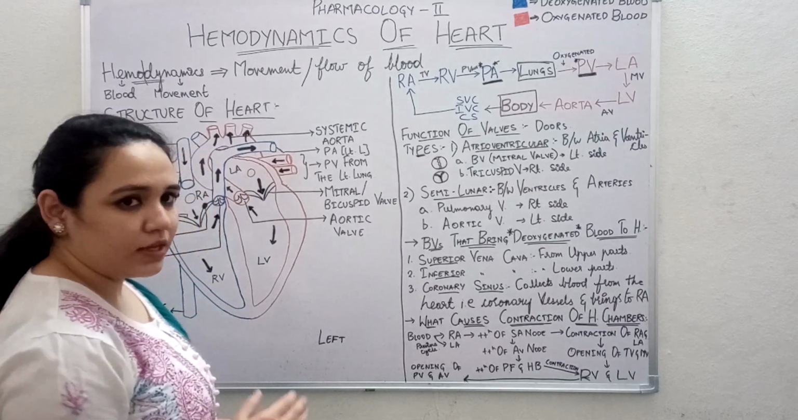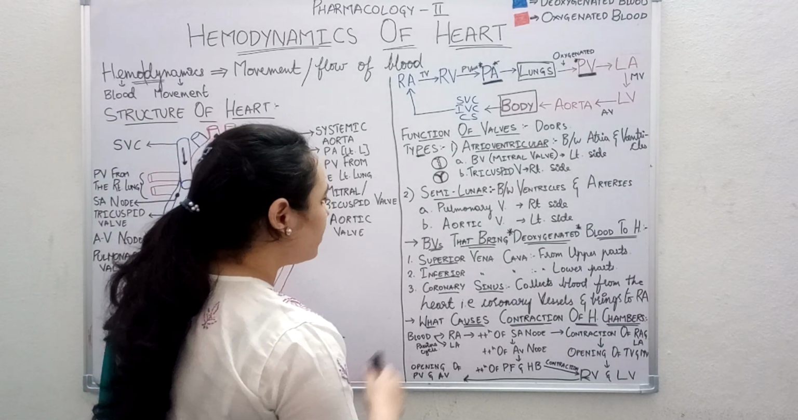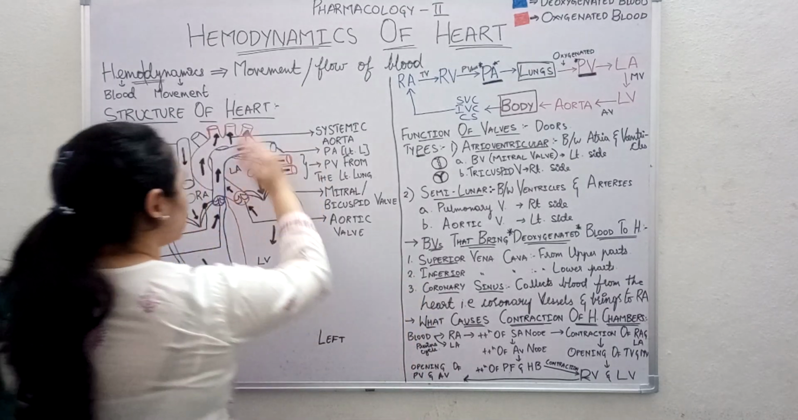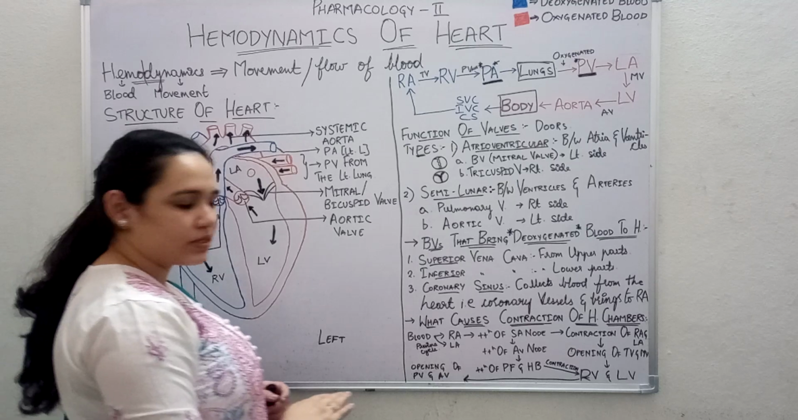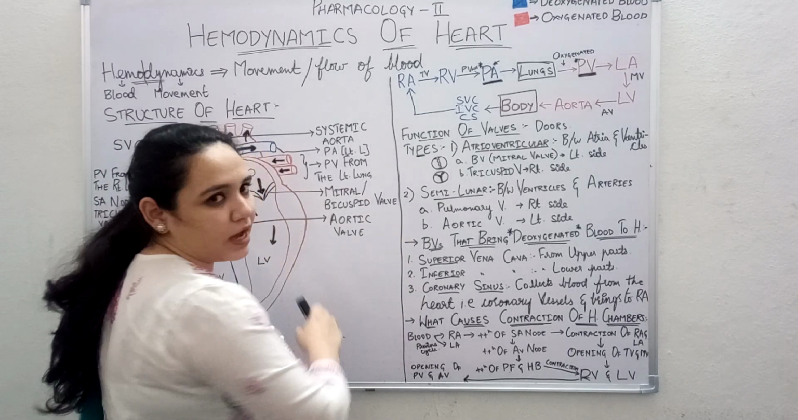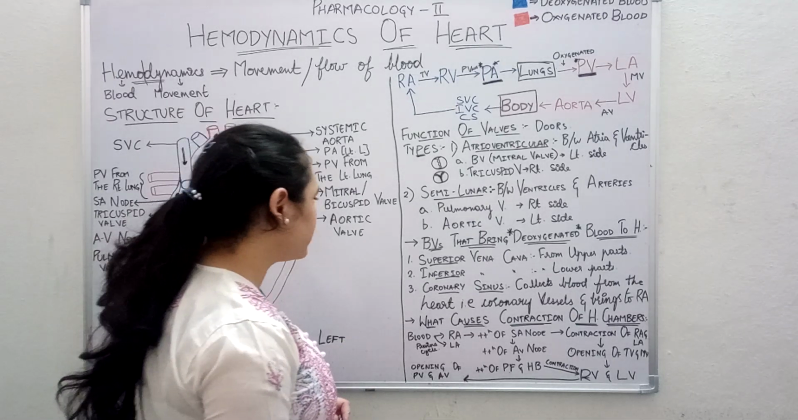In the same way, the oxygenated blood also leaves the heart into three different parts. One is to the upper extremities, the other is to the lower extremities, and also a portion of the blood goes back into the heart for providing oxygen to the cardiac muscle cells.